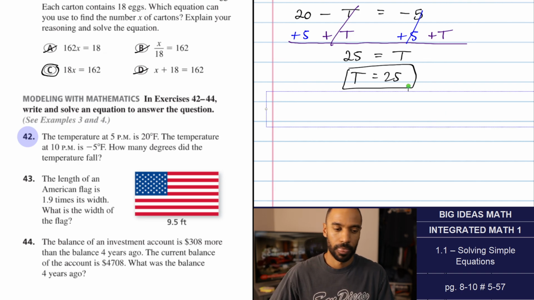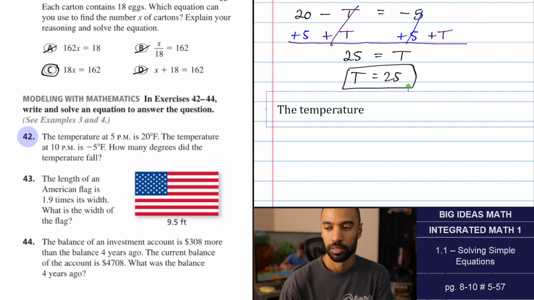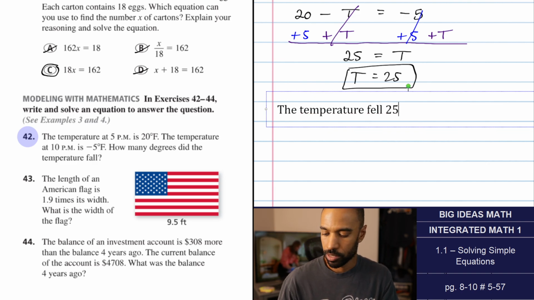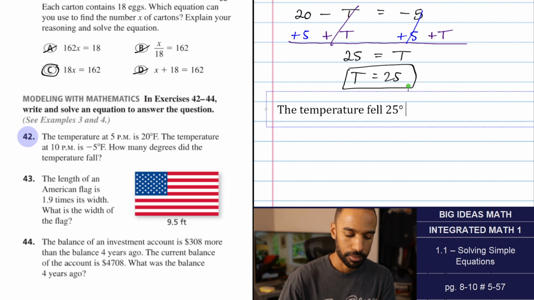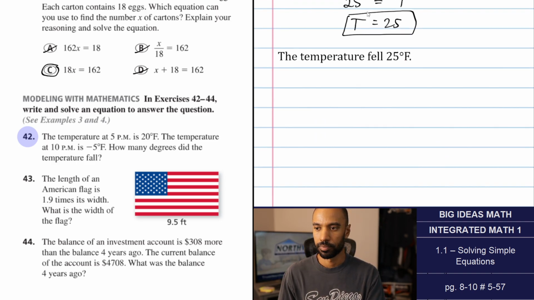The temperature fell 25 degrees Fahrenheit. There it is. All right. I'm trying to box it.